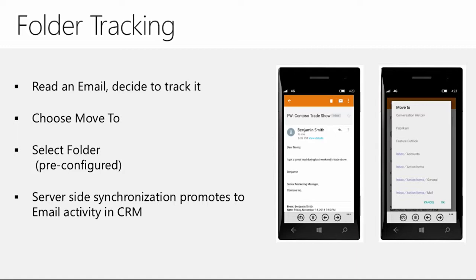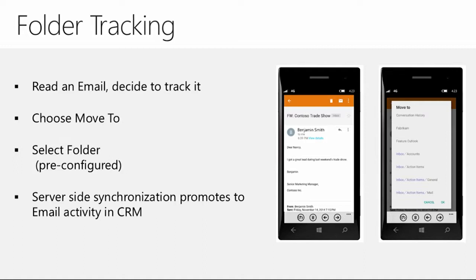And so one of the things that gets enabled through that process is a concept called folder tracking. We talked a little bit about this at the top of the module, but if you think about it from an email perspective, we're going to get an email, and I want that email to be a Dynamics 365 activity. So now I'm going to decide that I want to track that inside the application.